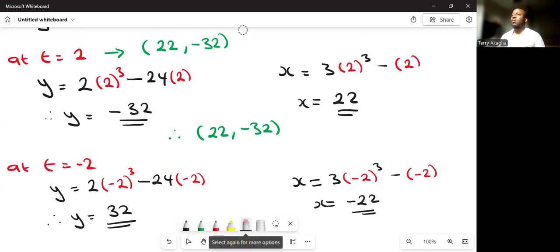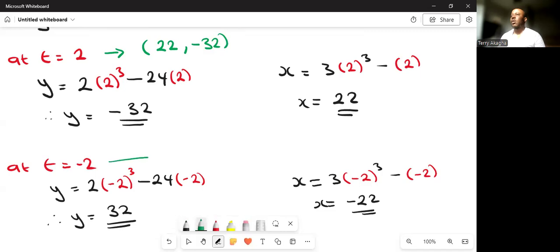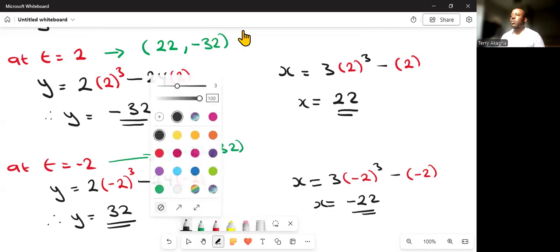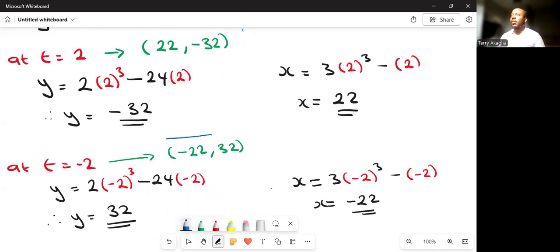So now we can say that for this one, the coordinate for x is minus 22 and y is what? 32. Okay, and that will be the coordinate for this one. Just to highlight it, that will be the coordinate at this one and the coordinate for the other one. And that is that.